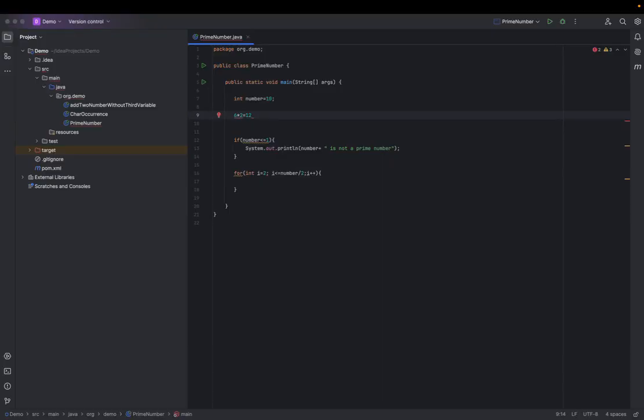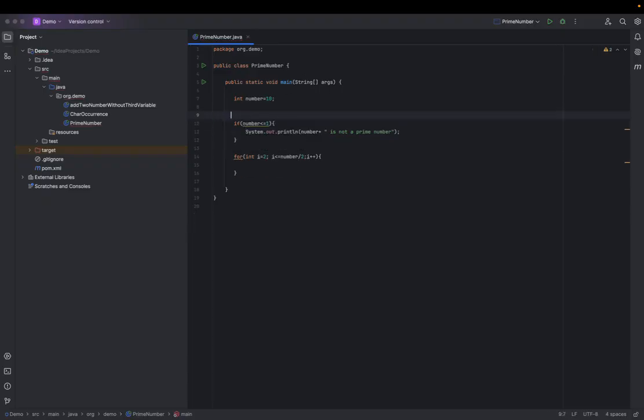In case, suppose we are taking any number, any number more than half of that number cannot be a divisor of that particular number, right? So that's why we are taking half of that 10. We will check up to that condition and then we will figure out whether that number is a prime number or not.